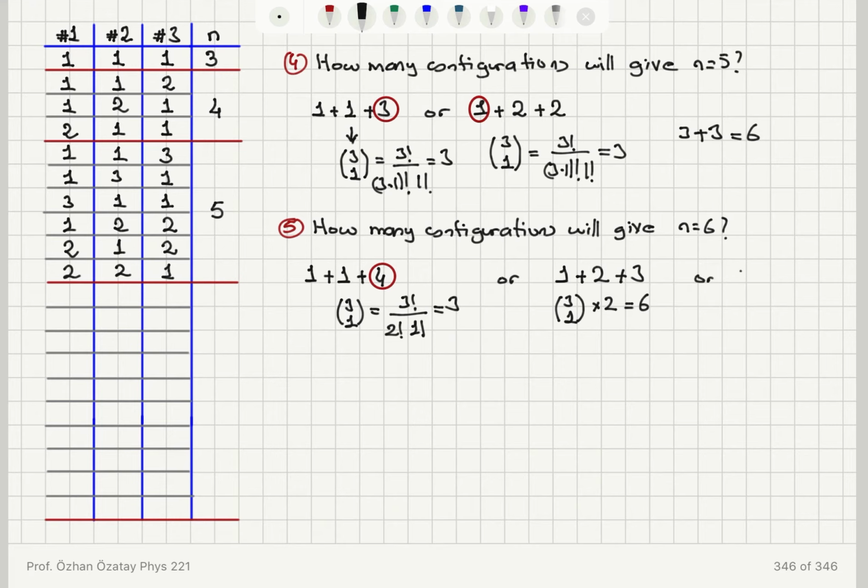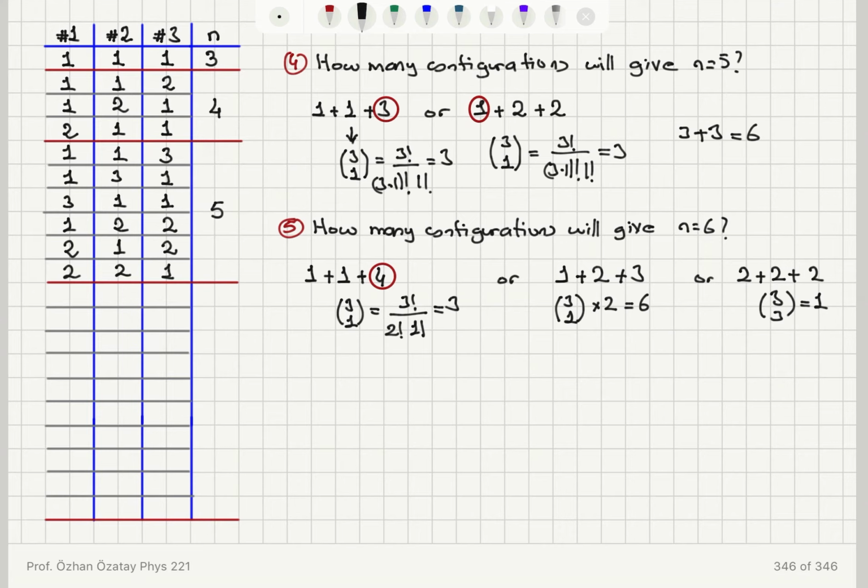Or I can have the first one is 2, second one is 2, third one is 2. That would also give me 6. So that only corresponds to one scenario here. So I'm picking all of them and assigning to them number 2. So that is only one possible configuration. Okay, so let's list these possibilities.